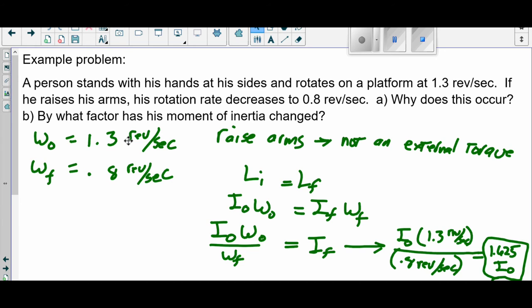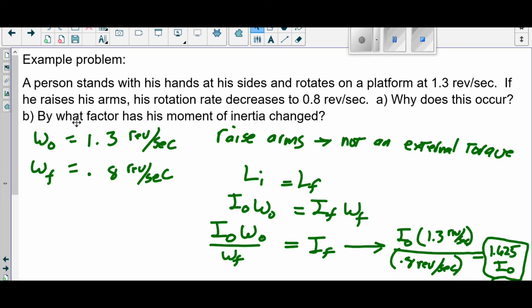All right, so here's what we know. He started out at 1.3 revolutions per second. He ended at 0.8 revolutions per second. And there's no external torque. So I could say the angular momentum he started with has to be equal to the angular momentum he ends with. Angular momentum of a rigid object is I times omega. So I do his initial rotational inertia times his angular speed equals his rotational inertia at the end times his angular speed at the end.